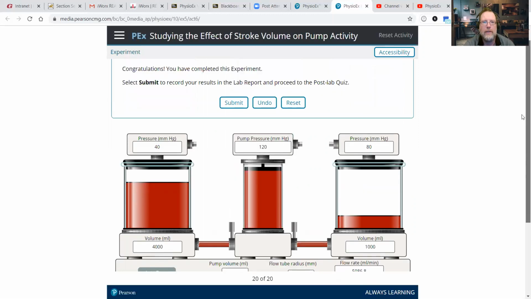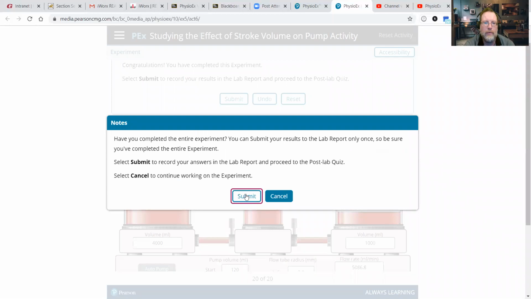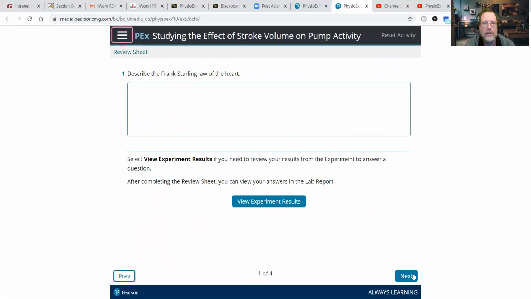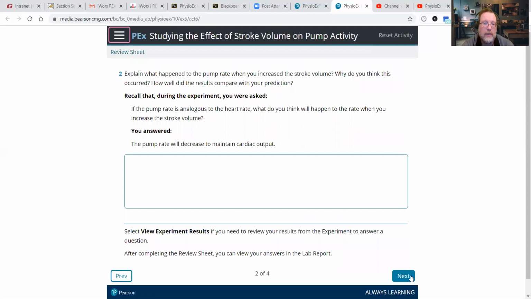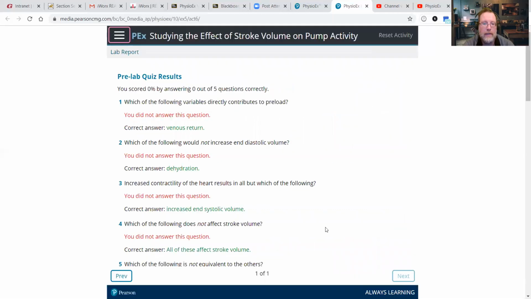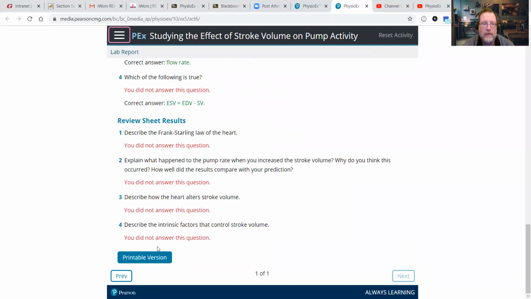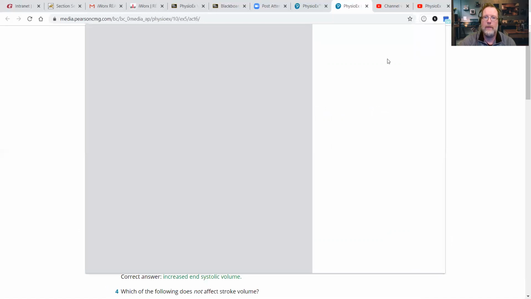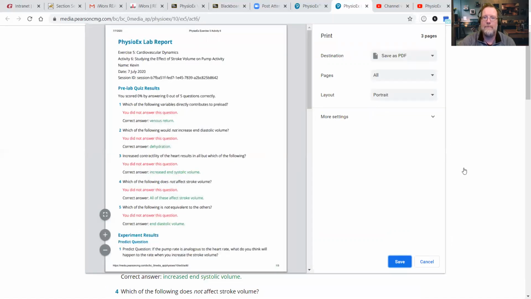Well, that's it for this activity. The rest you by now, I believe, know what to do. Describe Frank Starling's law. Remember: increase volume, increase stretchability, increase strength of contraction, and then increase the amount of stroke volume. Okay, so that's that. When you're ready to submit, hit print, type your name, click print again, and save as PDF. Thank you for watching again, and stay tuned for the last activity in exercise 5.